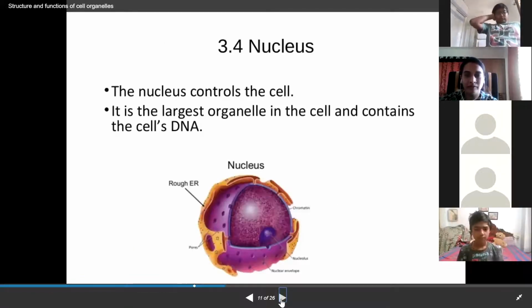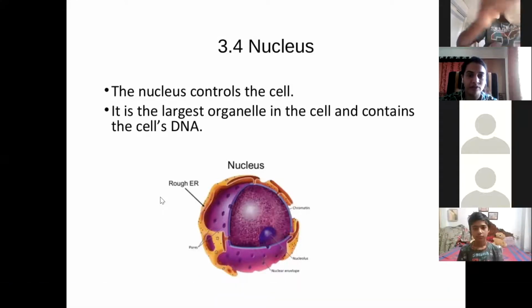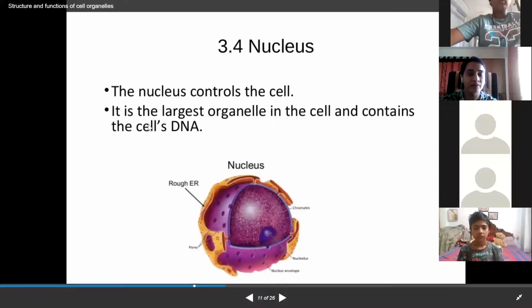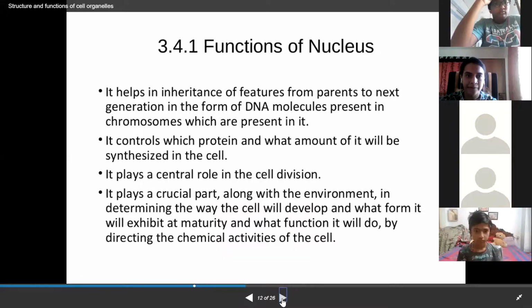Now again, we'll come to nucleus in brief. The nucleus controls the cell, so it is the controlling center. It is the largest organelle in the cell, which contains the cell's DNA. We have already discussed this. You see the chromatin material, right? This is the nucleolus. This is a nuclear envelope. And very close to the nucleus lies the endoplasmic reticulum. We'll be coming to that as well.